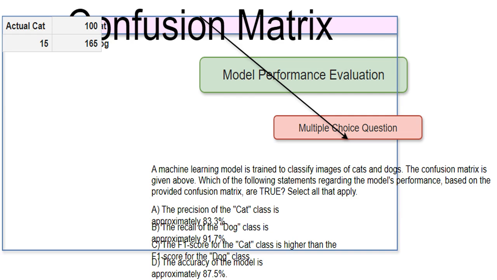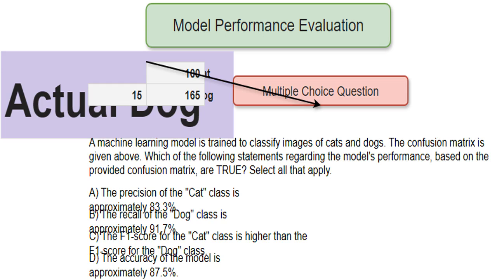For example, 100 cats were correctly identified as cats, true positives, but 20 cats were mistakenly classified as dogs, false negatives. Similarly, 165 dogs were correctly classified, and 15 dogs were wrongly identified as cats. This row represents the actual number of dogs in the dataset. I'll compare this to the model's predictions to calculate recall for dogs. Recall tells me how well the model finds all actual dogs.